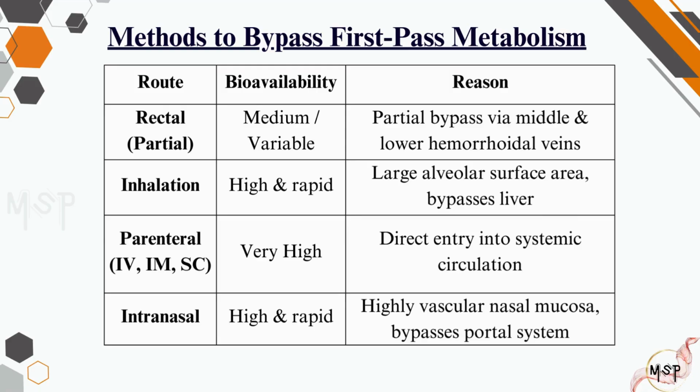Inhalation. This route provides a large surface area and bypasses the liver entirely, resulting in almost immediate systemic levels for drugs such as anesthetic gases or rescue inhalers. Parenteral. Intravenous, intramuscular, and subcutaneous injections. Direct entry into the systemic circuit. At last, intranasal. The nasal mucosa is highly vascularized. Drugs like sumatriptan or naloxone can reach systemic circulation or even cross the blood-brain barrier directly, bypassing the portal system.